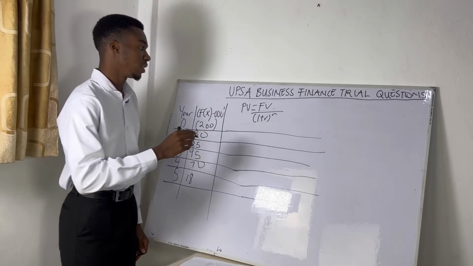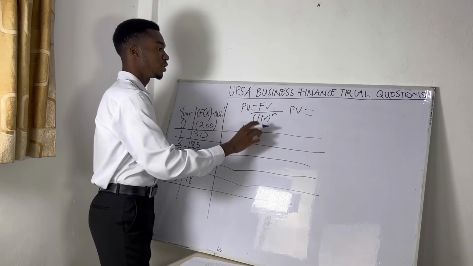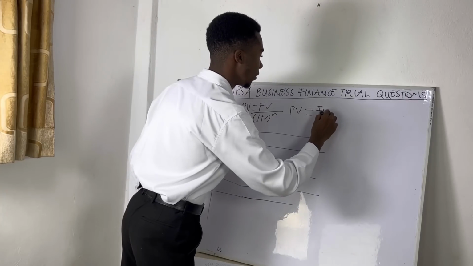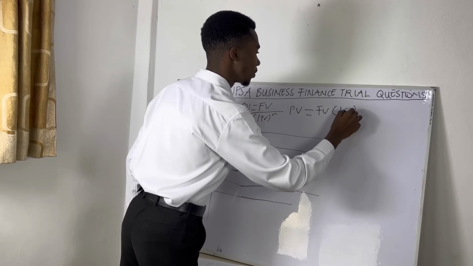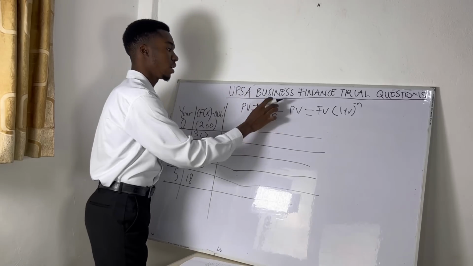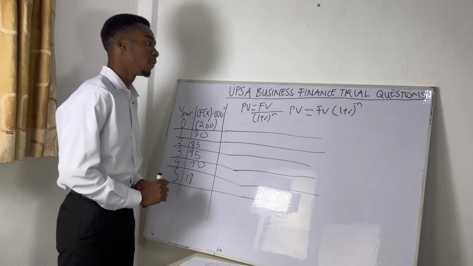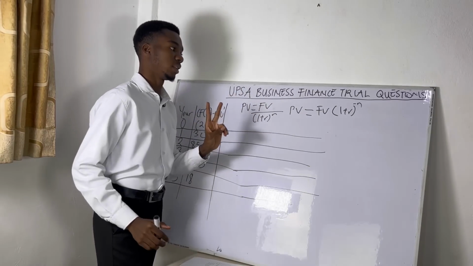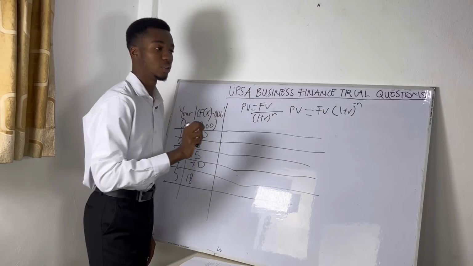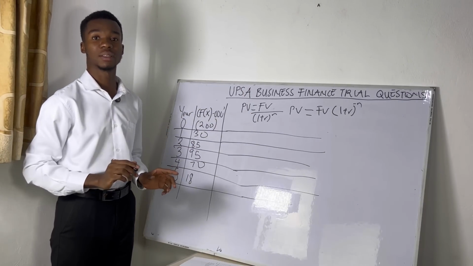It can also mean that the present value is equal to, if you bring this one up, according to indices, future value into brackets 1 plus r exponent negative n. Once this one comes to the top, the exponent becomes negative. I'm sure you guys remember that from indices. Now, the FV and the 1 plus r exponent negative n are two different things. The FV is the future value. The 1 plus r exponent negative n is called the discount factor.